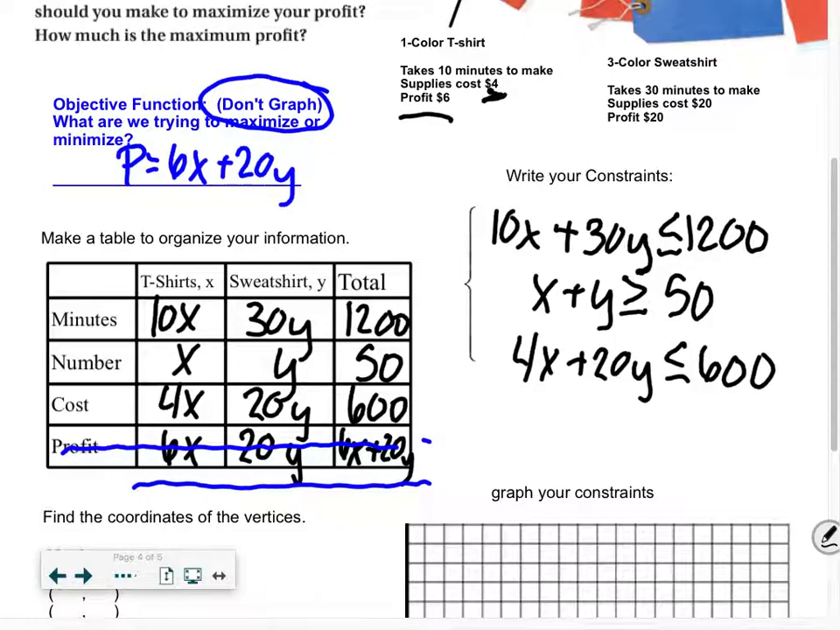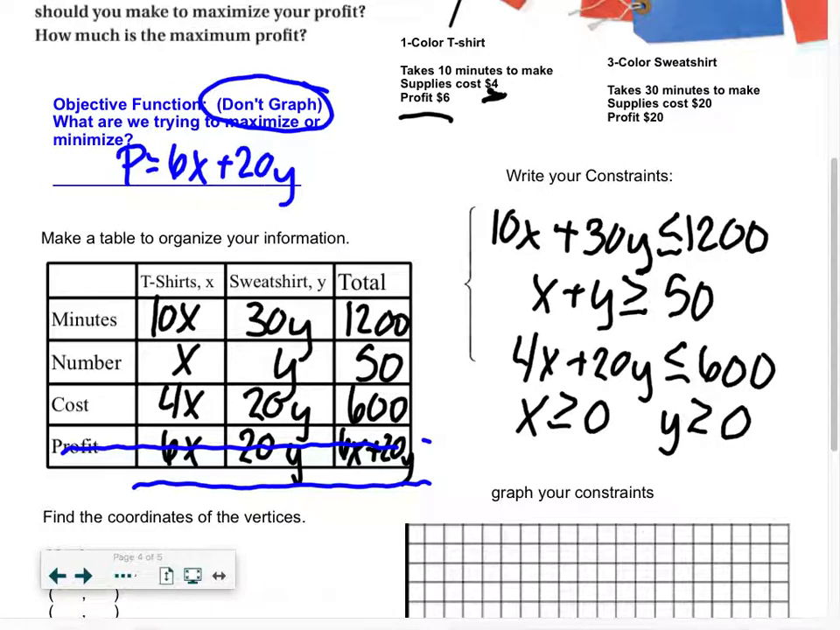One more thing we gotta add, can I have negative t-shirts and sweatshirts? No. So we just gotta throw in, I know it's silly, x is greater than or equal to 0 and y is greater than or equal to 0. Why do we have to add that? Because we can't have negative t-shirts or sweatshirts. So if it's real world, just add that. Unless you're talking about degrees, you can have negative degrees. But you can't have a negative third of an hour. Just use your noggin. Alright, are we ready to graph?